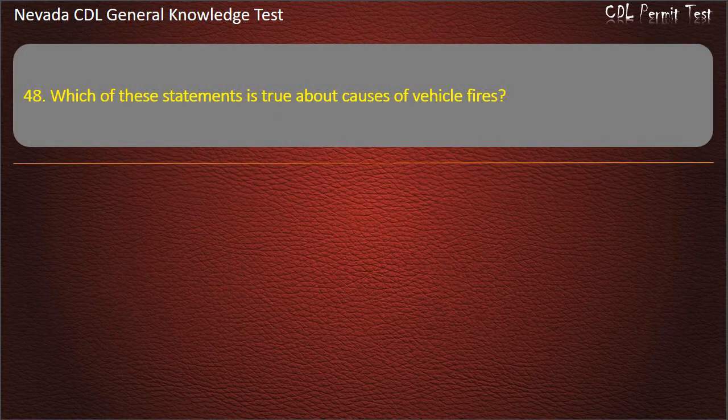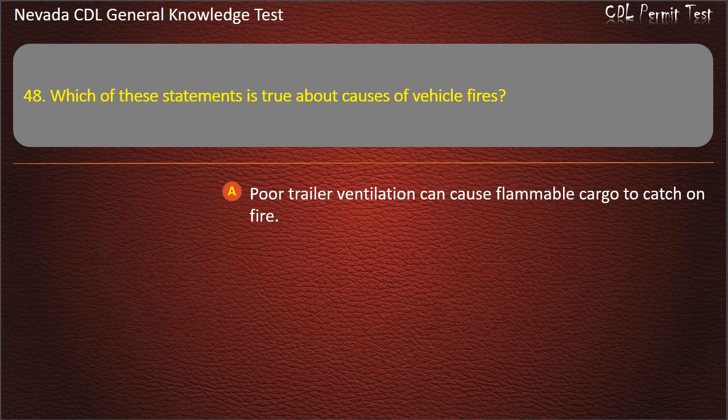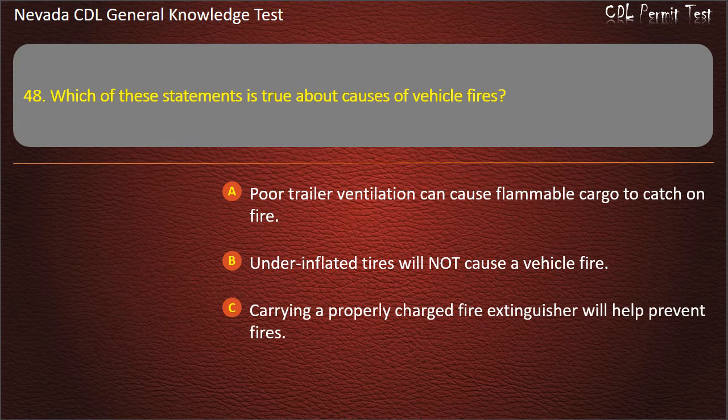Question 48. Which of these statements is true about causes of vehicle fires? Poor trailer ventilation can cause flammable cargo to catch on fire. Underinflated tires will not cause a vehicle fire. Carrying a properly charged fire extinguisher will help prevent fires. Answer. Poor trailer ventilation can cause flammable cargo to catch on fire.